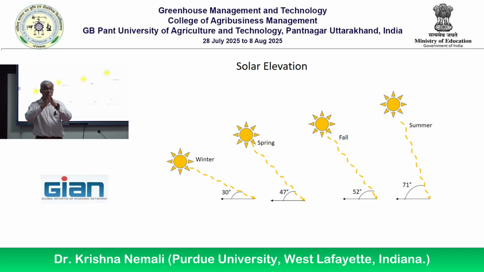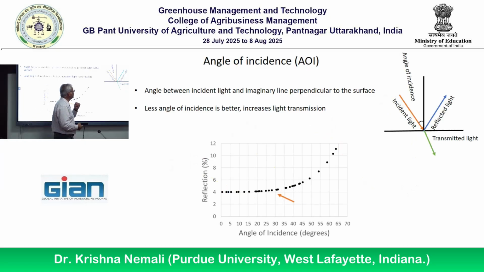As you increase the angle of incidence, you are, by design, letting more light reflect back. It's a very important thing that you should keep in mind when designing a greenhouse roof. Okay? So let's go back. Now let's talk about what that angle of incidence is.